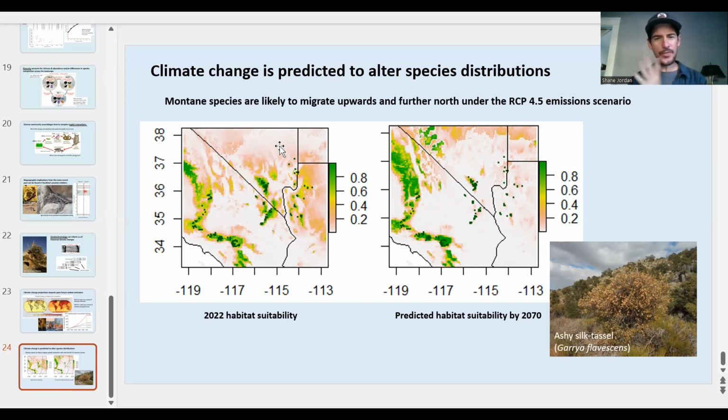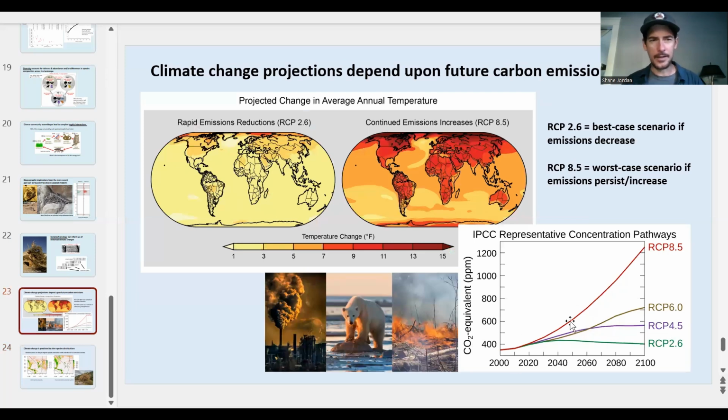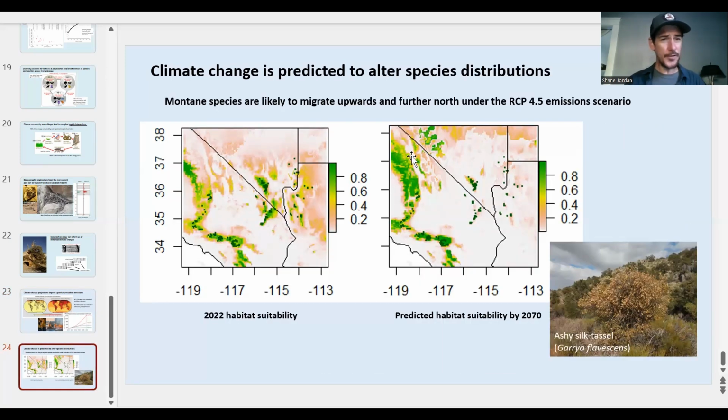But if we look at what the predicted habitat suitability for this species is by the year 2070, it's about 50 years from now, under the RCP 4.5 emission scenario, which we know is a relatively moderate climate change scenario. Even under this moderate climate change scenario, we see that this species is projected to lose significant amounts of suitable habitat. And this is kind of a scary reality.